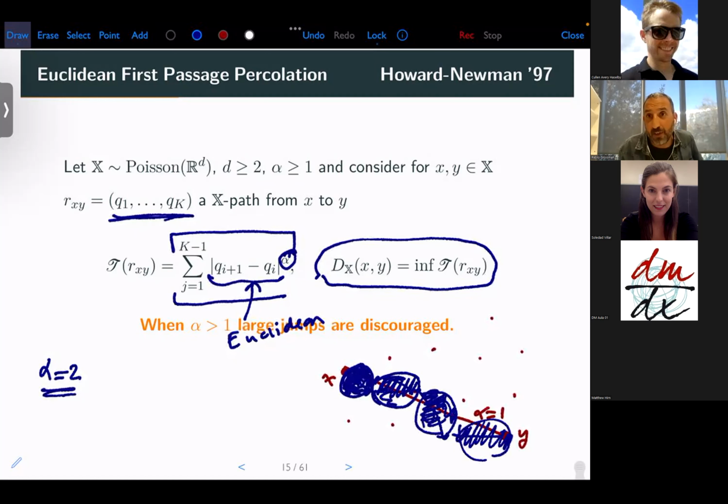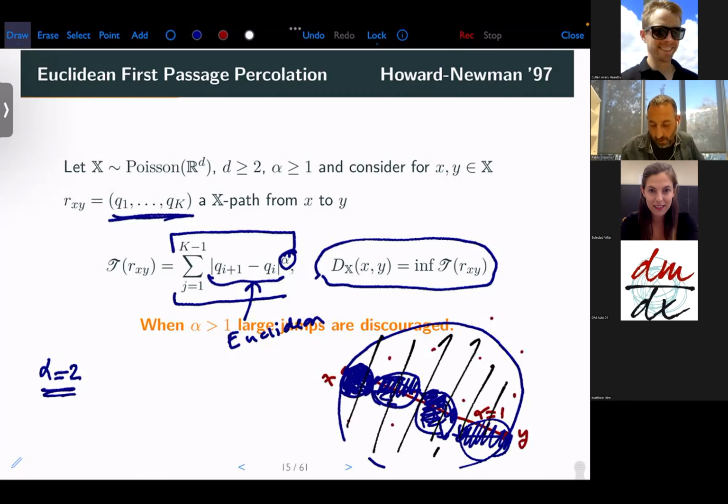Then you can see that it's much cheaper to do small jumps than, for example, the path that goes directly from X to Y, which has a cost that is much, much larger. So the message here is that when alpha is larger than 1, large jumps are discouraged, and the larger the alpha, the more these jumps are discouraged.